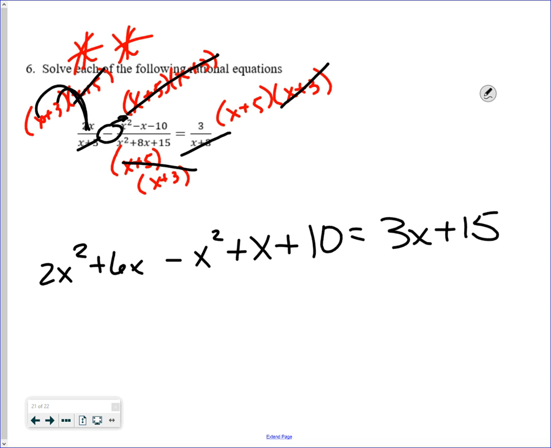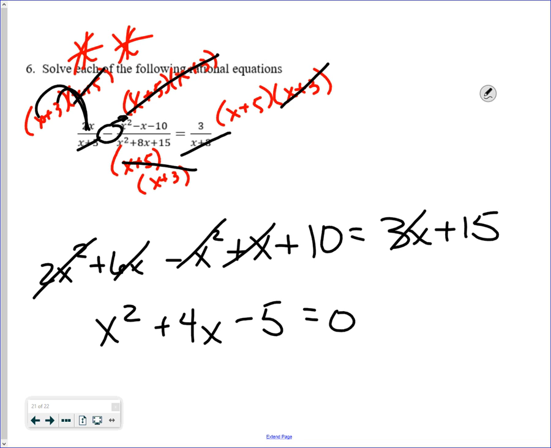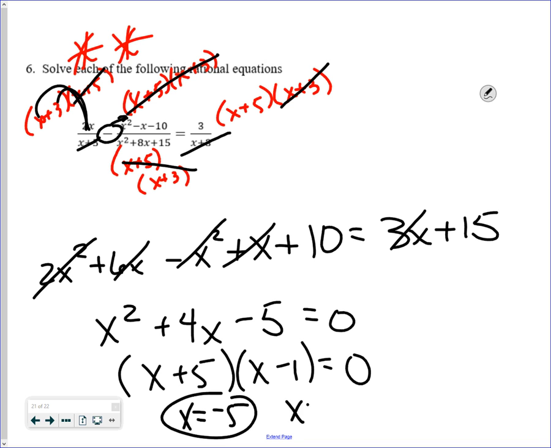Get everything on the same side now. So I got 1x squared. 7x minus 3x would be a plus 4x. So these are gone. I'm going to subtract. I get minus 5. So everything equals 0. This does factor now. X plus 5, x minus 1. And x would equal negative 5, and x would equal positive 1, setting those equal to 0.